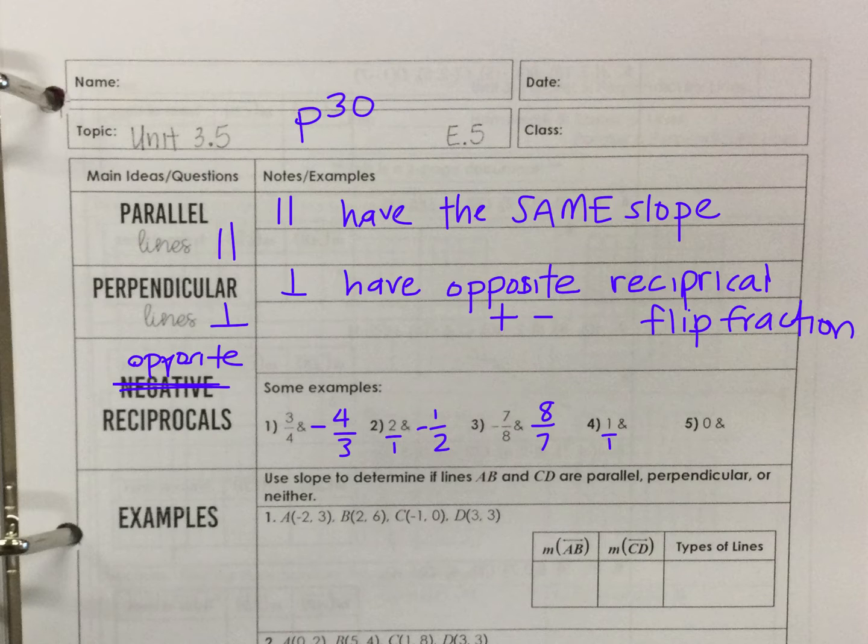The opposite of negative 1 or positive 1 over 1 would be negative 1 over 1. And the opposite reciprocal of 0 over 1 would be negative 1 over 0. But I can't have a 0 at the bottom of a fraction. So this is actually undefined, which means if I have 0 slope going that way and I have undefined slope going that way, those are perpendicular because they make that perfect X.